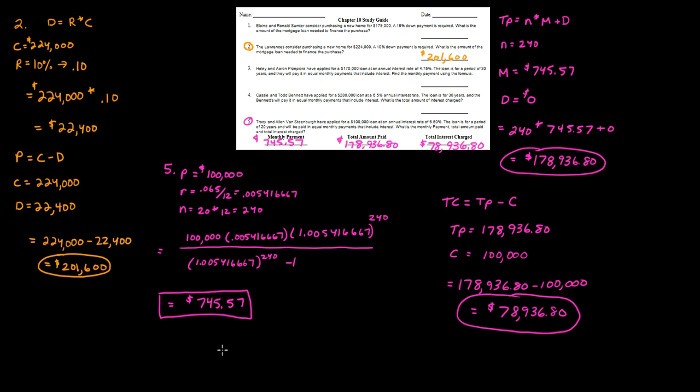All right, that gives us number 5. So number 3 is basically doing this first part, the monthly payment. Number 4 is basically just doing the total payment here. And then in number 5, we do each of those, and then we do one more step and find the total cost.